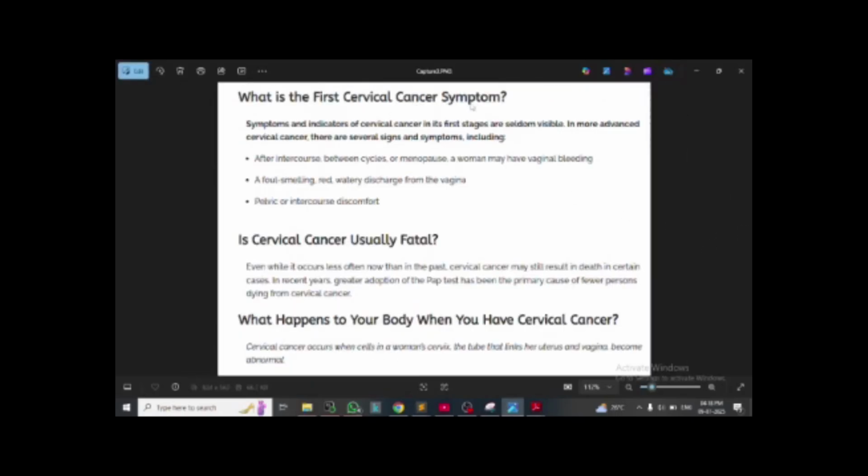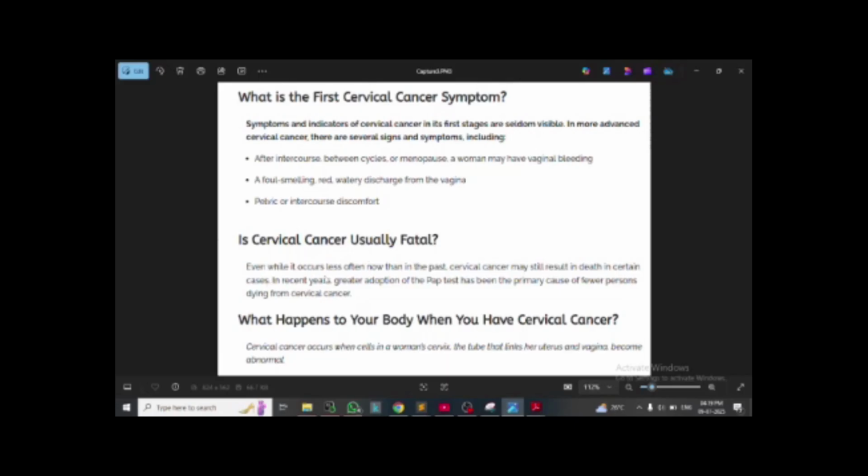What are the first cervical cancer symptoms? Symptoms and indicators of cervical cancer in its first stage are seldom visible. In more advanced cervical cancer, there are several signs and symptoms, including vaginal bleeding after intercourse, between cycles or after menopause, a foul smelling red watery discharge from the vagina, and pelvic or intercourse discomfort.